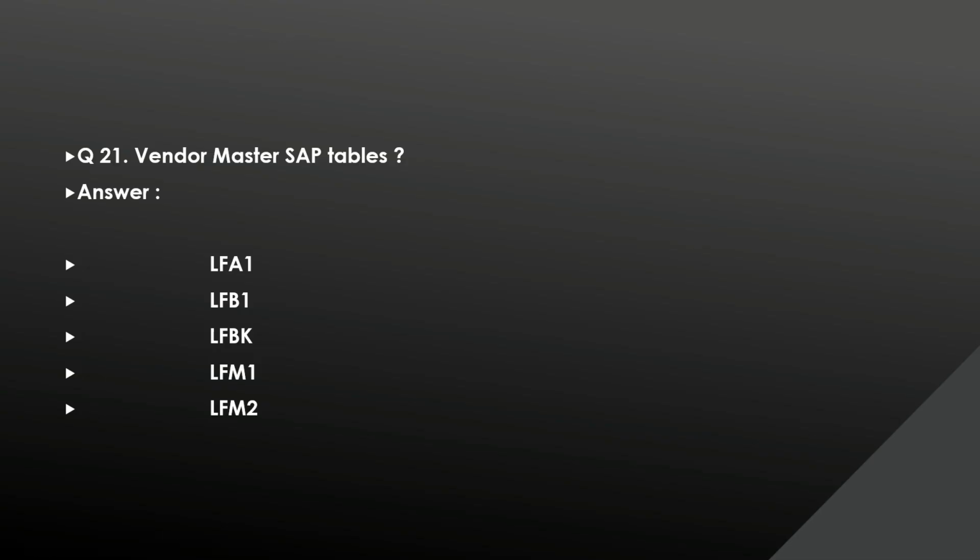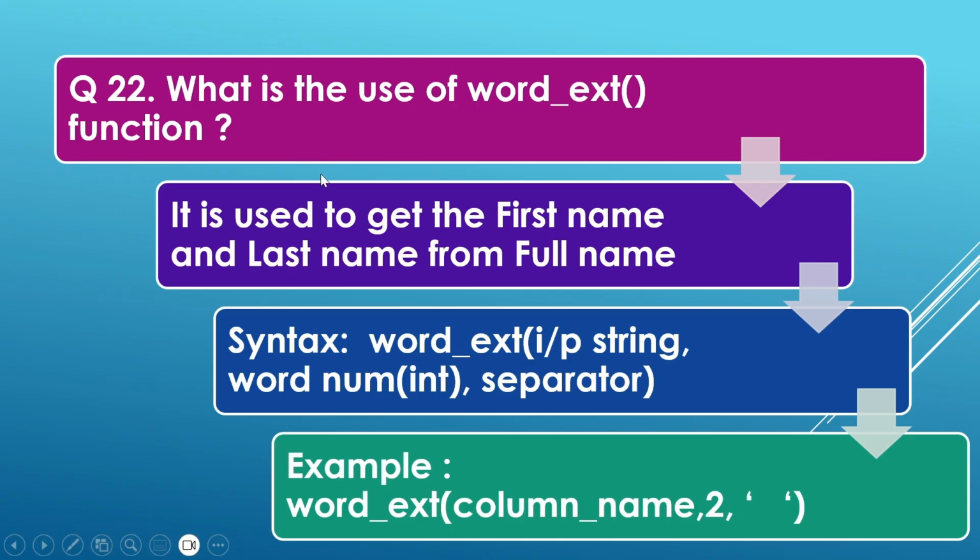Question 21. What are all the vendor master SAP tables? LFA1, which consists of general vendor data. LFB1 consists of company code data for vendors. LFBK has banking details. LFM1 has purchasing organization data. LFM2 has purchasing data.